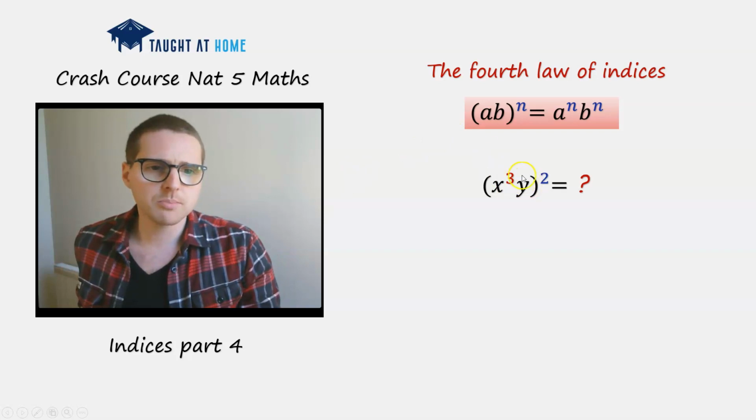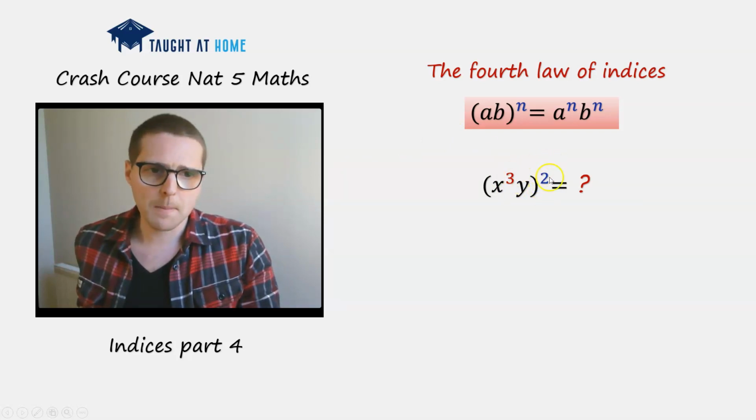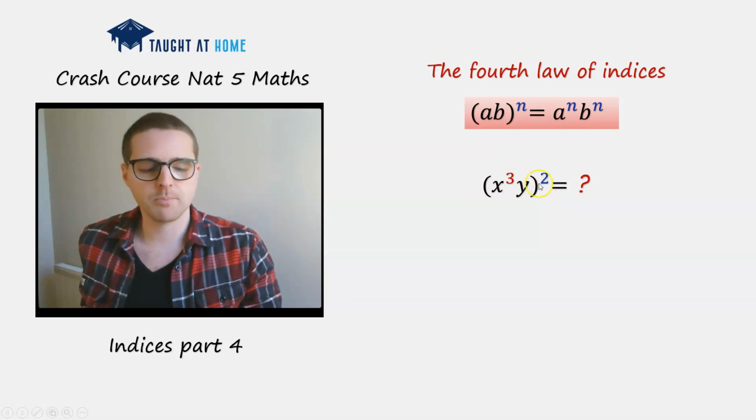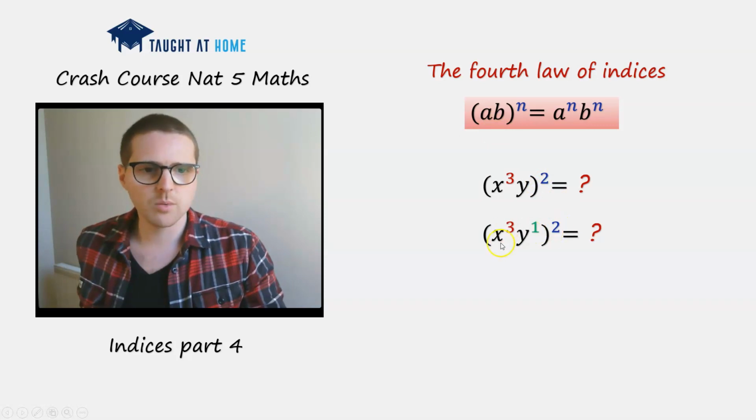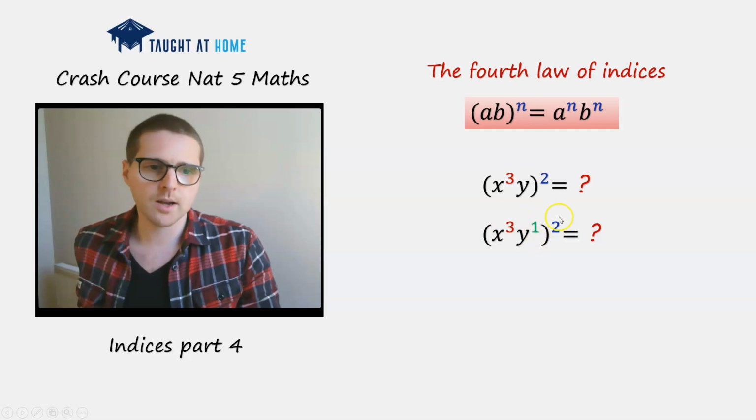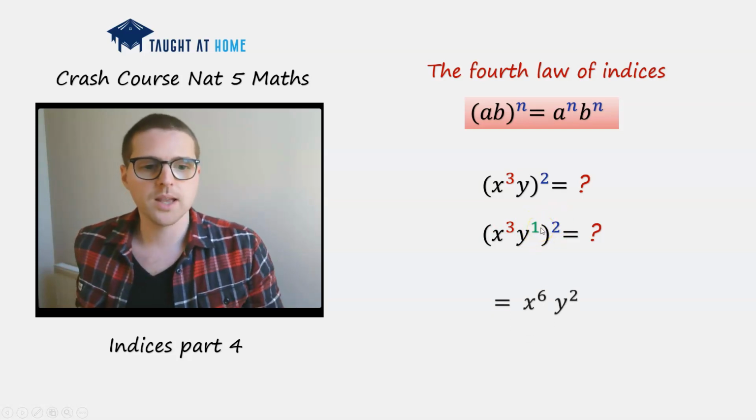And we're still going to multiply each of these individual indices by the power outside the bracket. So we can rewrite this like this, and what we're going to do is take the x cubed and multiply the power, the index, by 2, and we're going to do the same to the y. We're going to take the index of the y and multiply it by 2. So what we get is x to the power of 6, y to the power of 2.